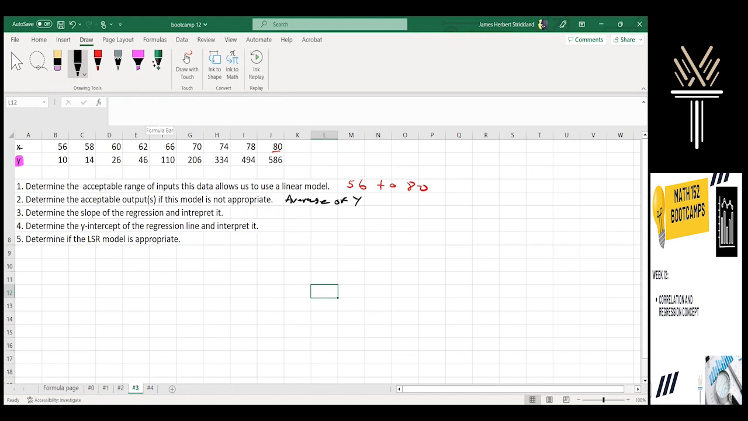Because if we didn't know x, if x didn't exist, if x is not appropriate and we want to predict the outputs, we want to predict y, we would simply say, well, with this data, my center is blank. If we only had one set of data to predict something about y, you simply take the average of y. So the acceptable output is simply going to be the average of our y's.